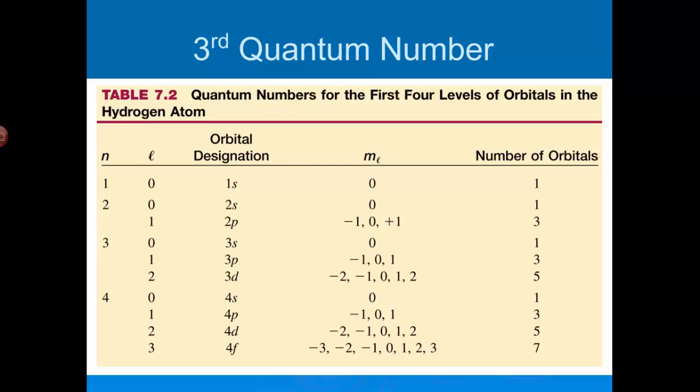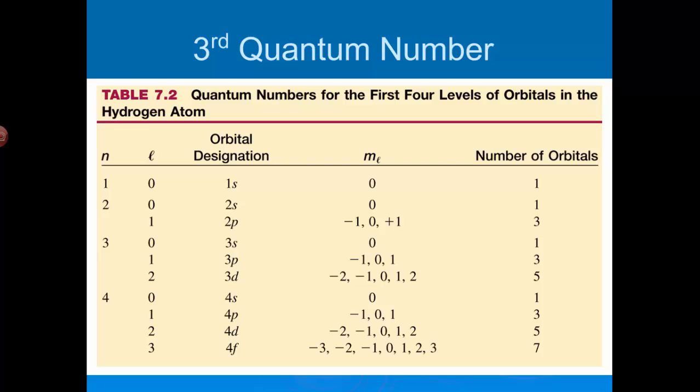So for n equals 1, start over here on the left, n equals 1. If n equals 1, there will be one value of L. It has to be 0 because the largest value of L can be n minus 1. And if n is 1, then n minus 1 is 0. So that's the largest value. When L is 0, we're talking about an s sublevel. So the orbital that goes along with n equals 1 and L equals 0 is called the 1s orbital.